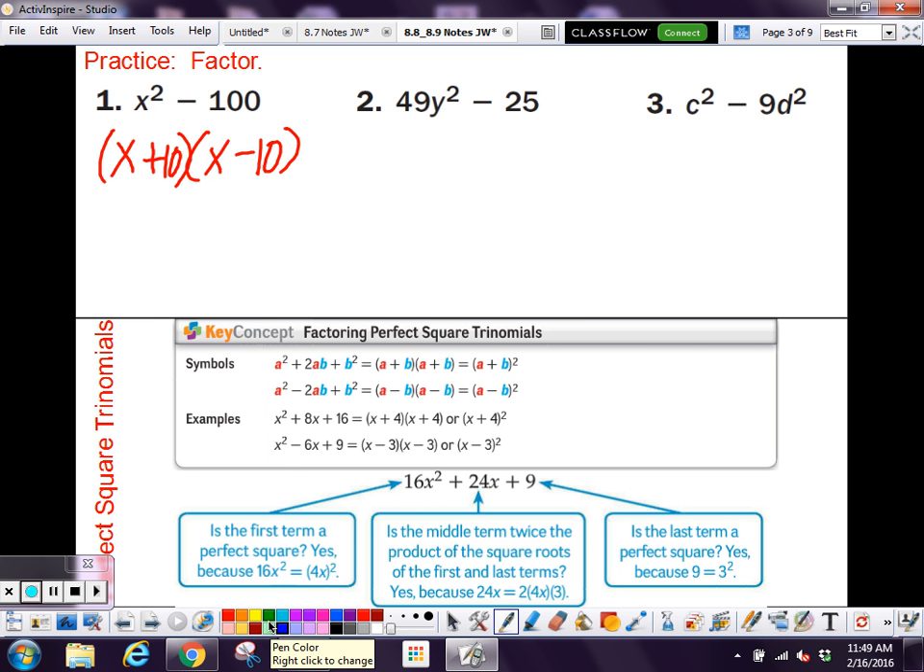Notice these do not have equal signs. So we are not trying to find the solutions. Notice this says up here to factor. So I'm good with those answers.